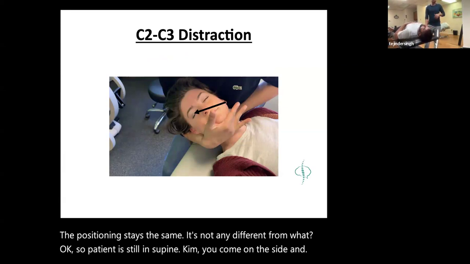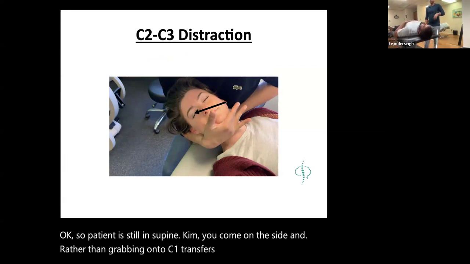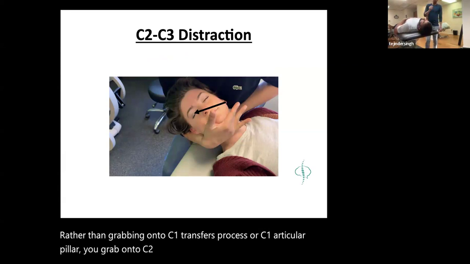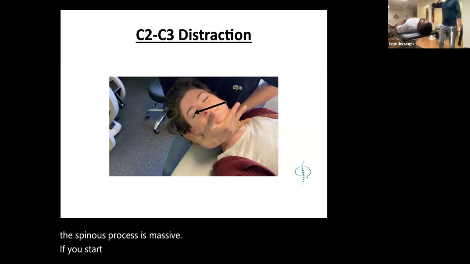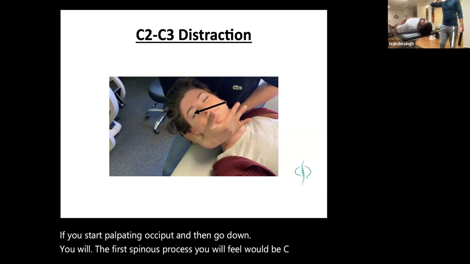Rather than grabbing onto the C1 transverse process or C1 articular pillar, you grab onto the C2 articular pillar. The good thing about C2 is the spinous process is massive. If you start palpating the occiput and then go down, the first spinous process you will feel would be C2. It's huge.